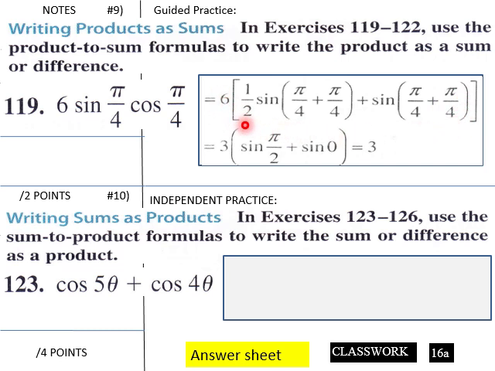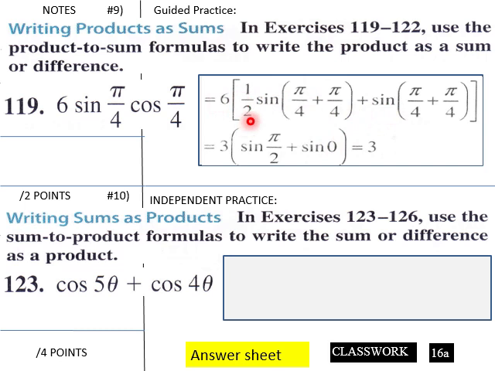And then this will become 3 down here, and then these will reduce into sine of pi over 2 plus sine 0 will equal 3. Because this is 1 here, 3 down to 1 will equal 3. This will be 0, because this will be pi over 4 to be 2 pi, sine of, that would be 1/2, plus 0 here.